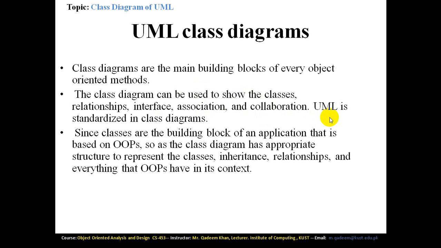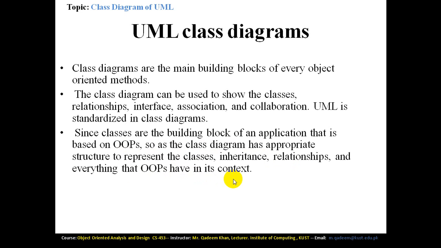The UML is a standardized notation for the class diagram. It means that UML shows us the standard format of the class diagram. UML shows, in fact, the visual format of using the class diagram. Since classes are the building blocks of an application based on object-oriented programming, the class diagram has a proper structure to represent the classes, inheritance, relationships, and everything that OOP has in its own context.